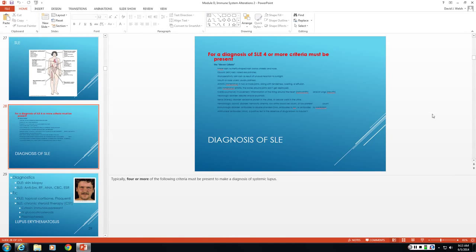So for a diagnosis of SLE, 4 or more criteria must be present. There are 11 criteria, and 4 or more need to be met. You can see the different criteria on this slide.